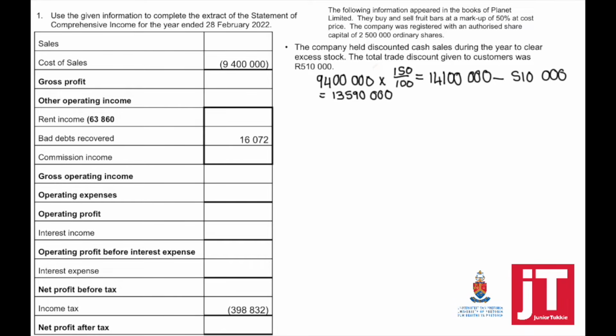So if I want to calculate the sales, we need to take the cost of sales, which is 9.4 million, and multiply it by 150 divided by 100. Then we need to subtract the trade discount in order to get the sales. Once we've calculated the sales, we can now calculate the gross profit. To calculate the gross profit, we simply take our sales minus cost of sales equals gross profit.